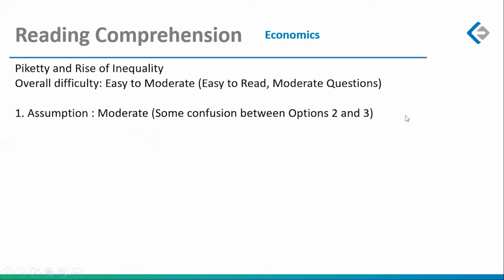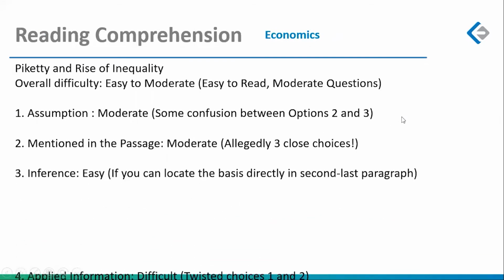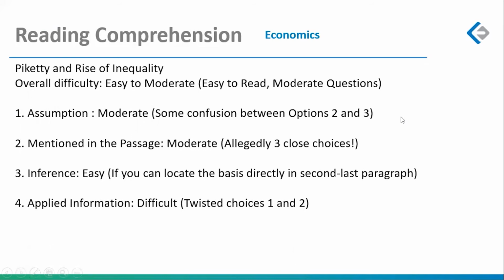First passage, an economics passage on Piketty and the rise of inequality. Easy to moderate overall. Why? Because it was easy to read. The questions were moderate. The first question was an assumption question. If you did not understand the assumption, you are probably searching for the answer in the passage, which is why if you confused this assumption question with an inference question, this would appear to be fairly difficult to you. Otherwise, it was a moderate question.